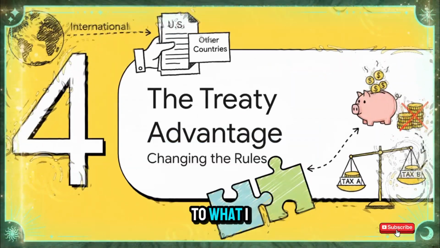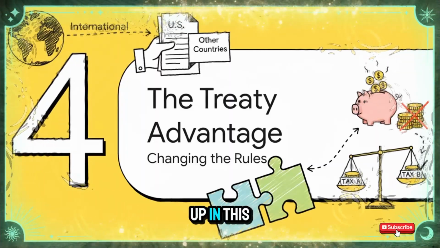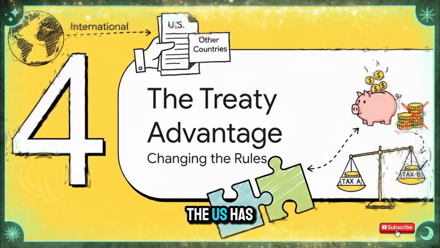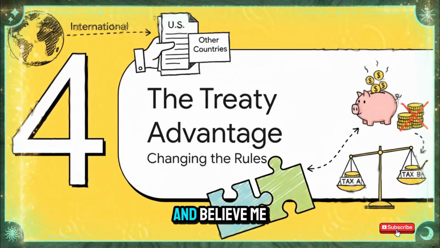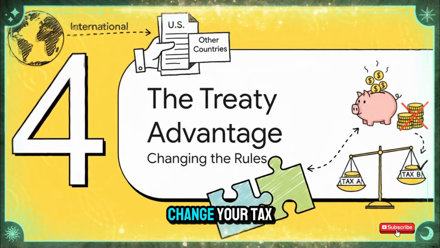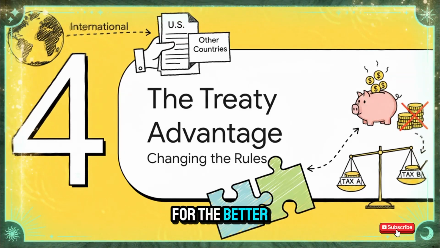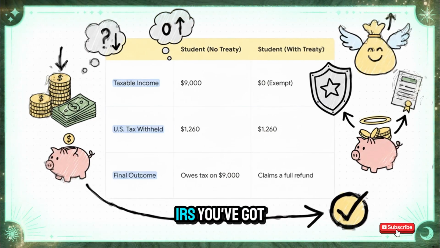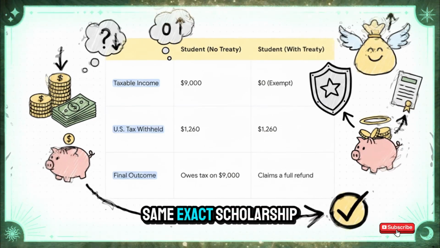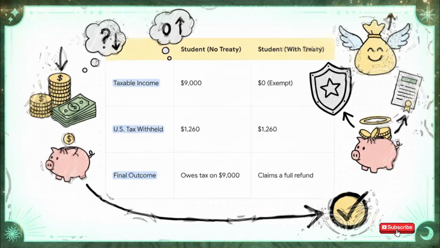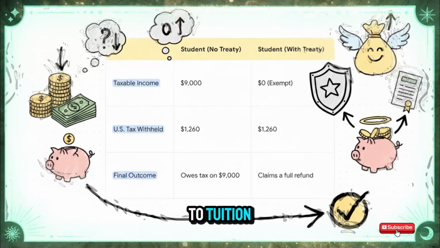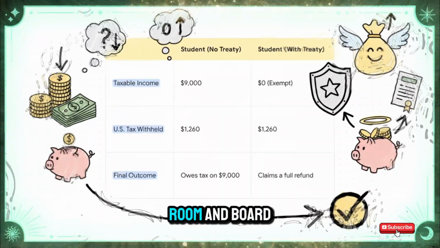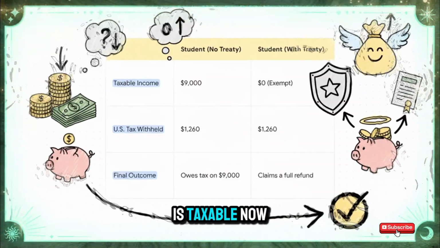Okay, now we get to what I like to call the power-up in this whole game, tax treaties. These are special agreements the US has with a lot of other countries. And believe me, they can completely change your tax situation for the better. Well, let's make this real with an example straight from the IRS. You've got two students, same exact scholarship, 35 grand. A big chunk of that goes to tuition, which isn't taxed. But they both have $9,000 left for things like room and board, and that part is taxable.